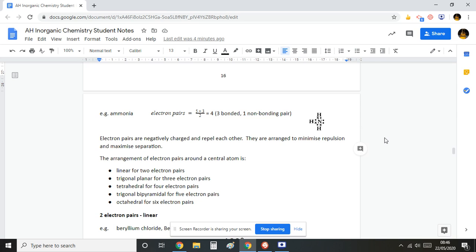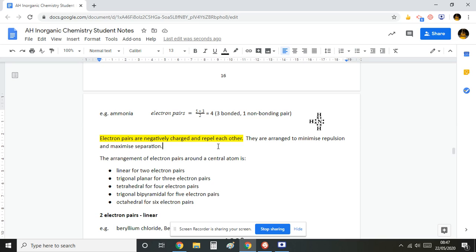The electron pairs in any molecule or ion are negatively charged, and therefore they will repel each other. They are arranged in such a way that the repulsion is minimized. So basically the electron pairs try to get as far away from each other as possible. They're arranged to minimize repulsion and maximize separation, social distancing in electron pairs.